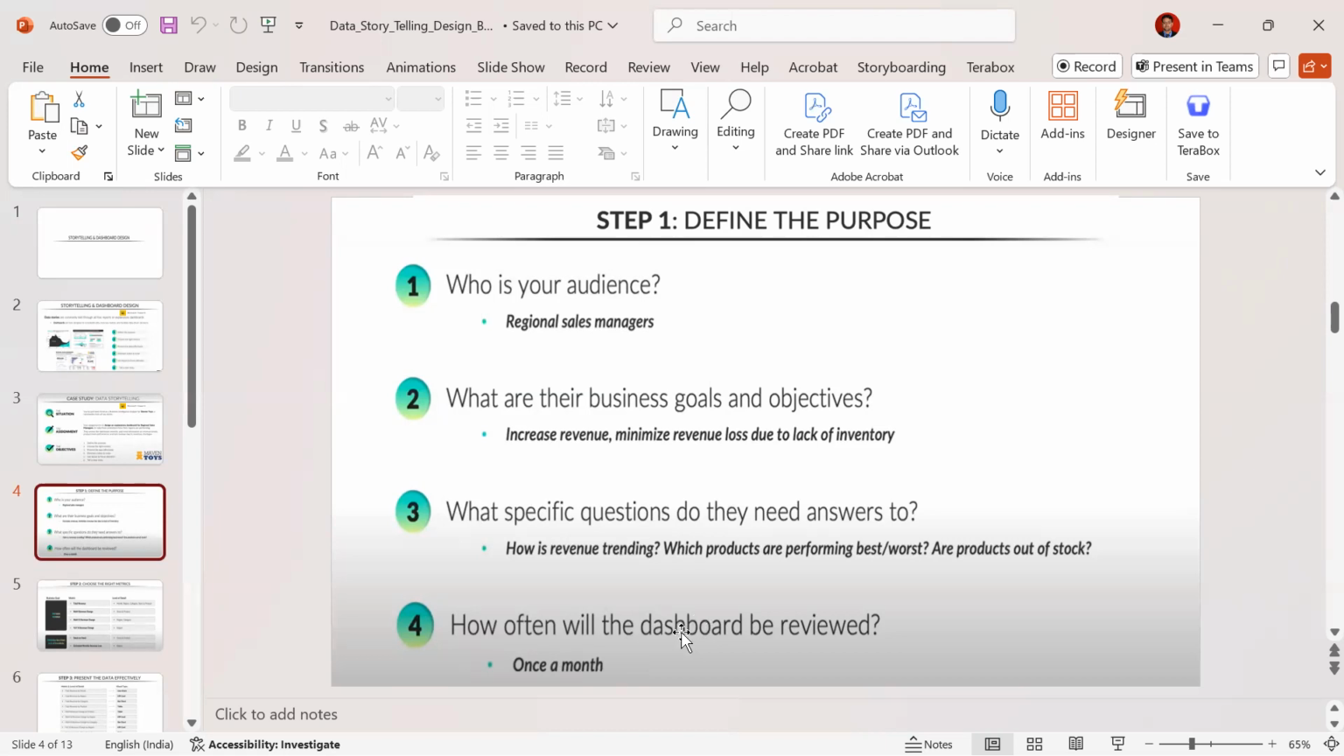So we need to build a monthly dashboard for helping the customer here, specifically the regional sales managers of the toys company, so that they can understand and get the answers for the revenue trending, also which products are performing best or worst, and which products are going out of stock. Ultimately, they can increase the revenue, plus they can reduce the loss in the revenue, so that they can fill the stock. Those are the insights it should give us.